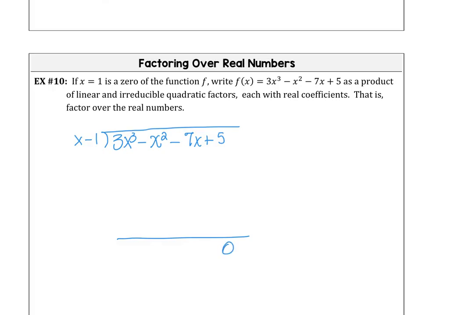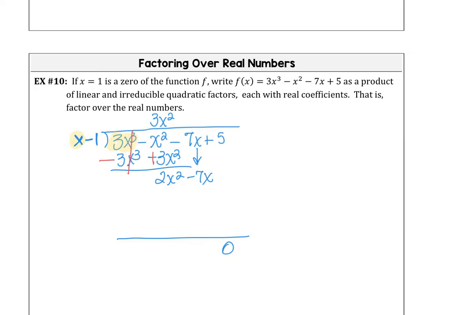It divides evenly. I'm thinking about how many times x will divide into 3x cubed. So you're thinking about multiplication backwards. I get 3x squared times this x is 3x cubed. And 3x squared times negative 1 is negative 3x squared. Then we want to subtract from these terms. This goes away, and this adds up to be 2x squared, and then we're going to bring down the negative 7x.